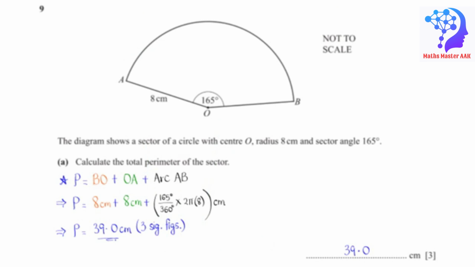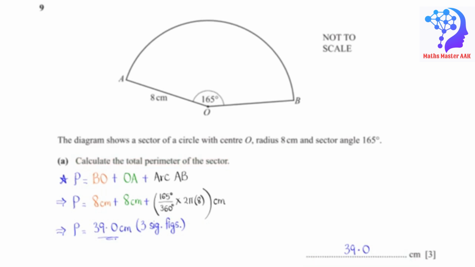The diagram shows a sector of a circle with center O, radius 8 cm and sector angle 165 degrees. Calculate the total perimeter of the sector. So the total perimeter of the sector is equal to BO plus OA plus the arc AB. BO is 8 cm, OA is 8 cm. Arc AB is 165 degrees divided by 360 degrees times 2 pi times 8. When we type this into the calculator, we get 39.0 centimeters, correct to 3 significant figures.